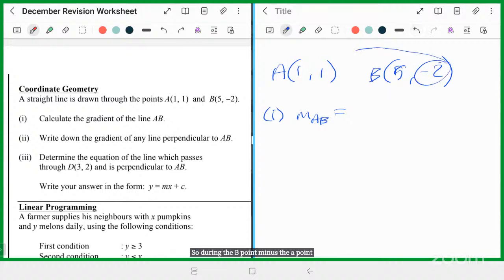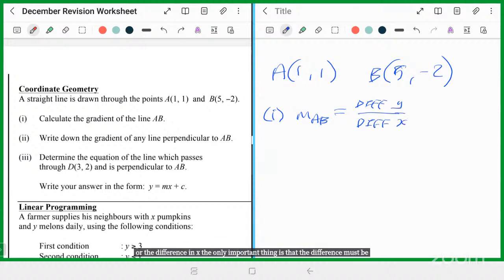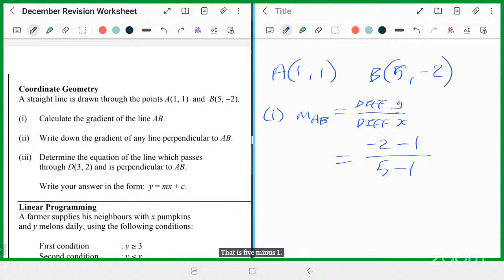So -2 minus 1. The difference in y, let me write it out. The difference in y over the difference in x. The only important thing is that the difference must be taken in the same direction. So it becomes equal to this y value minus this y value. -2 minus 1, divided by the difference in x now. This x value minus this x value. That is 5 minus 1. This reduces to -3/4. -3/4 is the gradient of that line.